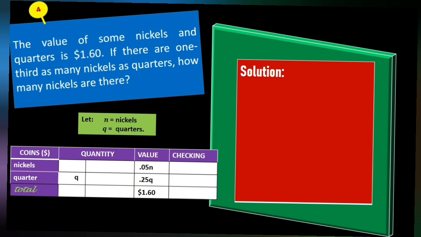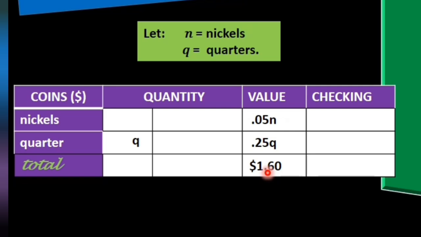Problem number 4. The value of some nickels and quarters is $1.60. If there are one-third as many nickels as quarters, how many nickels are there? So let N represent the number of nickels, Q represent the number of quarters. Based on the problem, the total value of nickels and quarters is $1.60. Here's the value. The value of nickels is 0.05 and the value of quarters is 0.25.